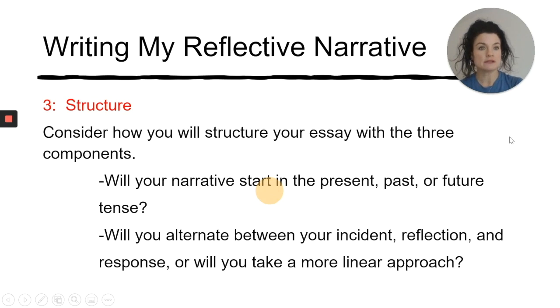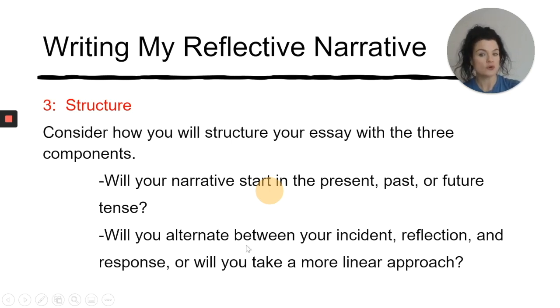I want you to consider the structure that you're going to take. So what is the structure in your essay going to look like with these three components? So are you going to begin your narrative in the present, past, or future tense? So remember, in our story, he started it with his incident as a child. So we were immediately put into the shoes of an 11-year-old. So what are you going to do?